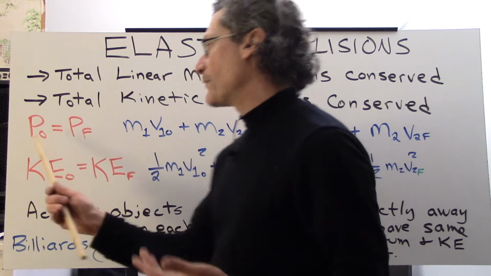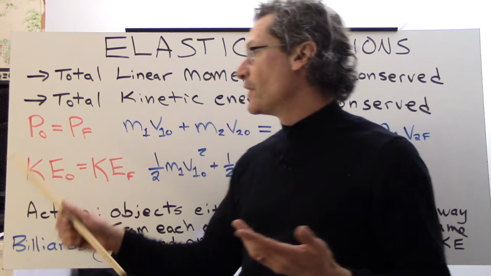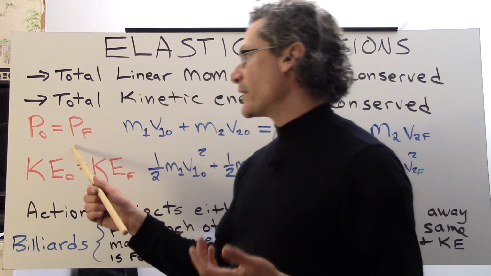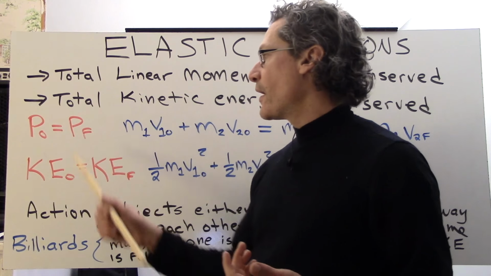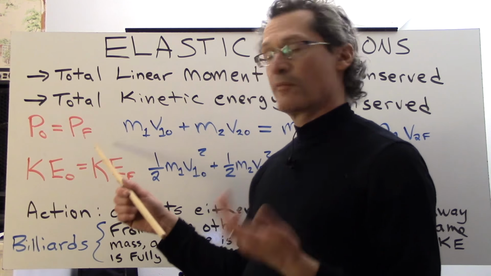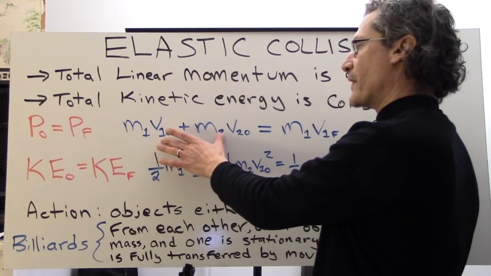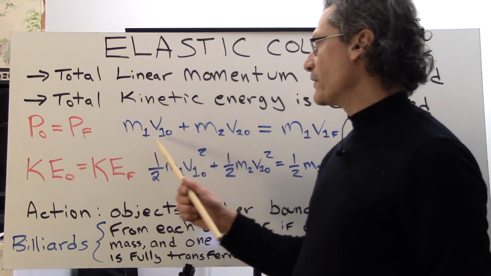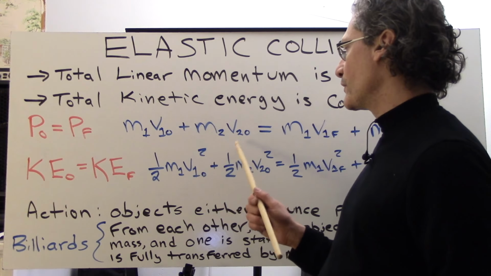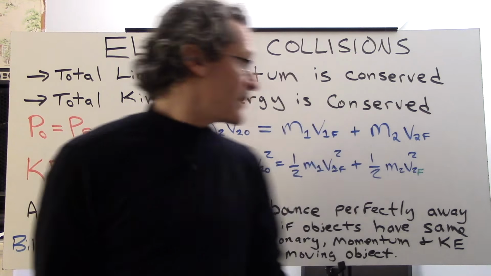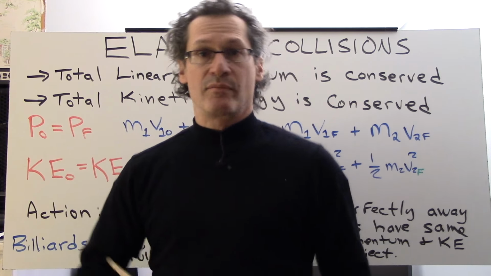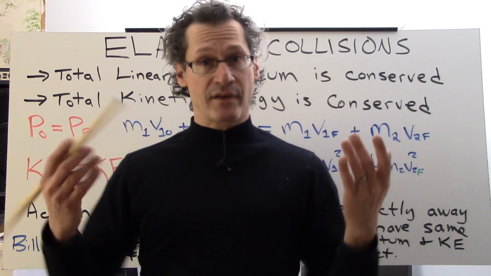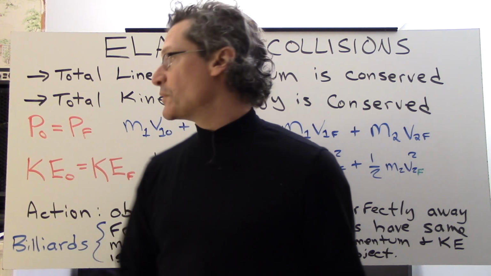We'll check it out from the perspective first of conservation of linear momentum. So we've got P naught equals P final. Momentum original equals momentum final. So here's the momentum original on this side: m1 v1 naught plus m2 v2 naught equals, on the other side, m1 v1 final plus m2 v2 final. This is purely a restatement of the conservation of linear momentum that we've seen before.